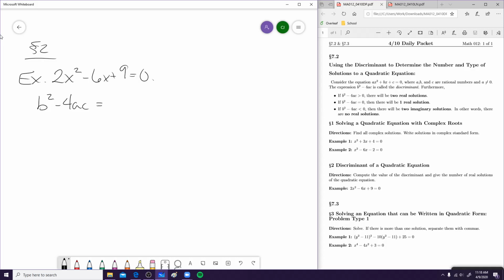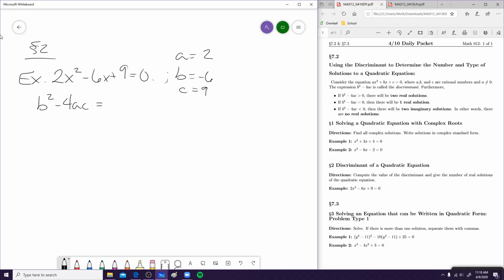So if you need, you can just pick the numbers right away, but if we need to write them down, that's perfectly fine. So a is 2, b is -6, and c is 9. Right? A is always attached to the leading coefficient of the quadratic equation. B is the linear term, and then c is just the constant.